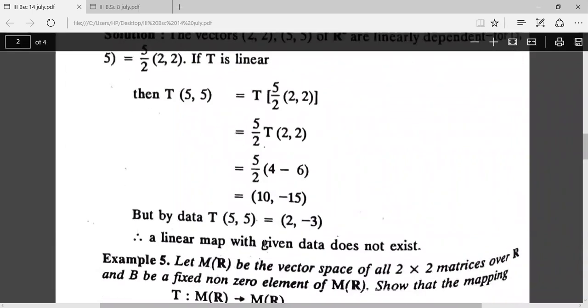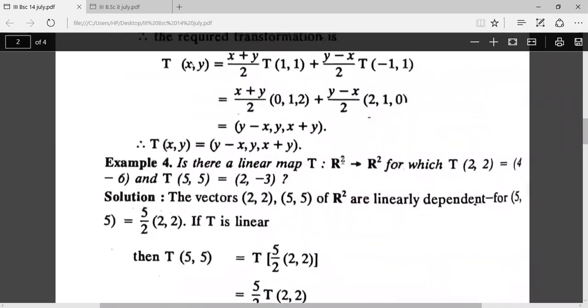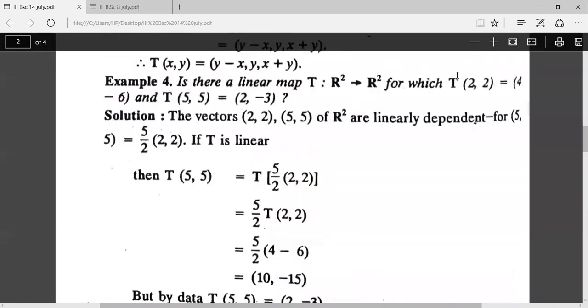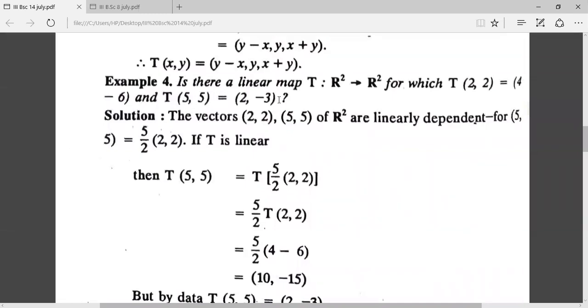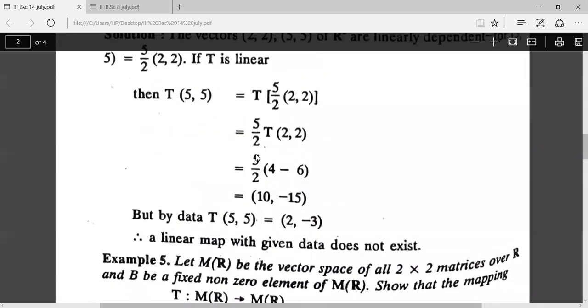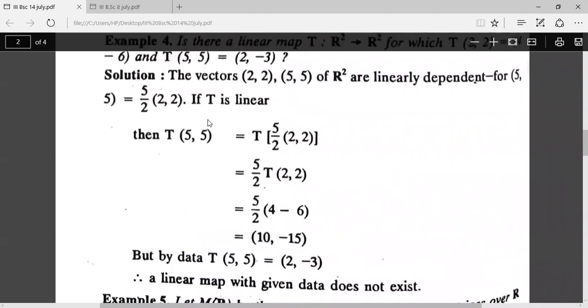such a linear transformation ಅಥವಾ linear map. ಯಾಕೆ ಇದಕ್ಕೆ linear map ಅಂತ ಹೇಳಿದ್ರು ಅಂದ್ರೆ ಡೊಮೈನ್ ಮತ್ತು ಕೋಡೊಮೈನ್ ಎರಡು ಒಂದೇ ಇರೋದ್ರಿಂದ linear map ಅಂತ ಹೇಳಿ. So such a linear map cannot exist. So with given data ಅಂದ್ರೆ ಯಾವುದು T of (2, 2) = (4, -6) ಇರಬೇಕು, T of (5, 5) is (2, -3) ಇರಬೇಕು. ಆ ರೀತಿ ಇರುವಂತಹ linear transformation ಅಸ್ತಿತ್ವದಲ್ಲೇ ಇಲ್ಲ ಅನ್ನೋದು ಇಲ್ಲಿ ತಾತ್ಪರ್ಯ. So therefore what we have is such a linear transformation does not exist.